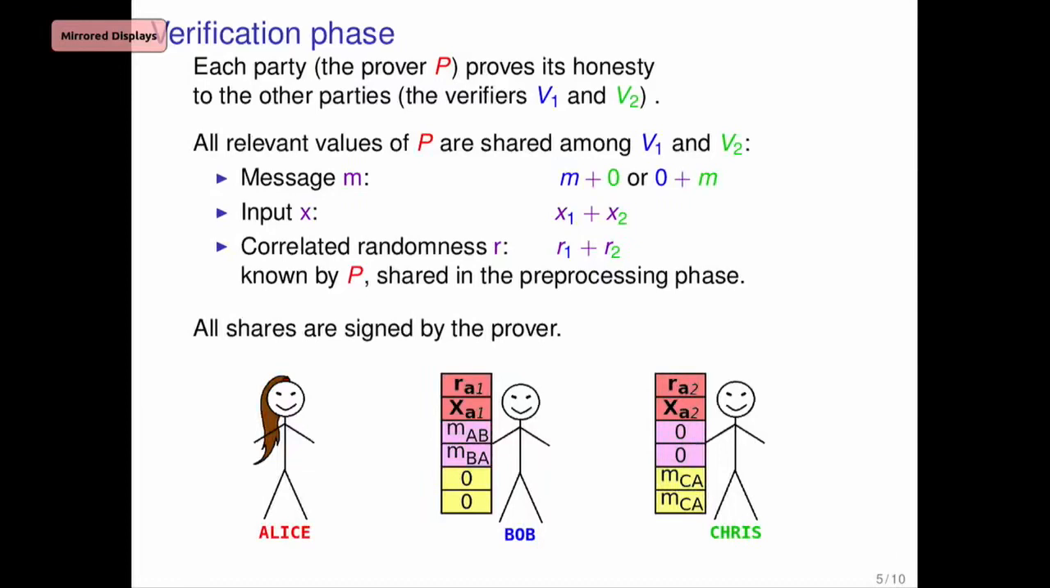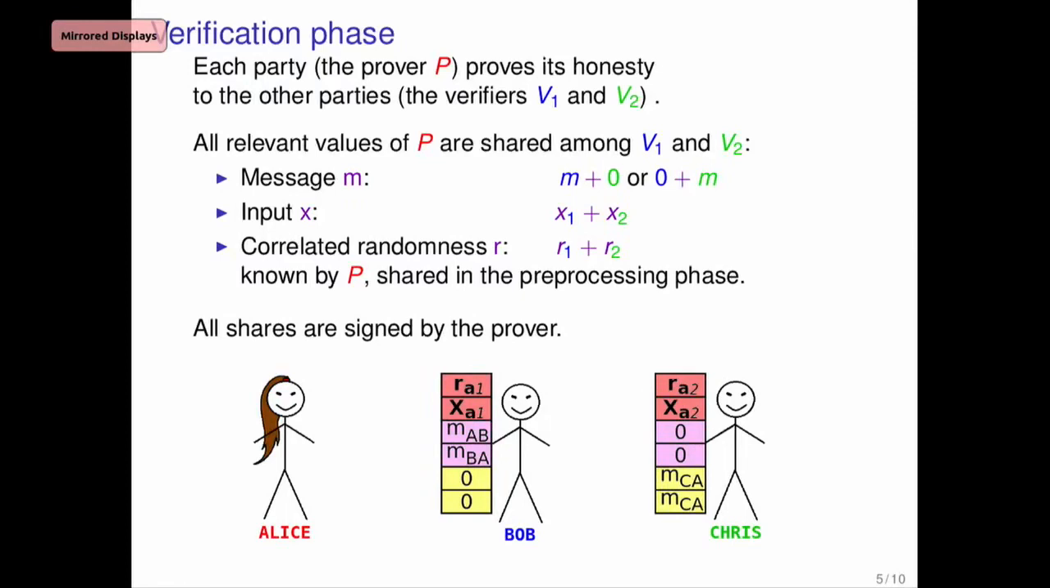It depends on who was on the other side of the computation, either Bob or Chris. So we use here additive sharing. The inputs also need to be shared additively, like x1 and x2, so no verifier alone can derive the value of x of this input. It remains private.